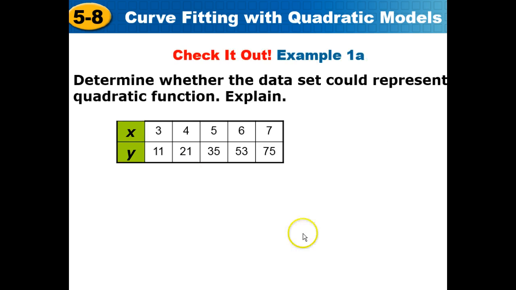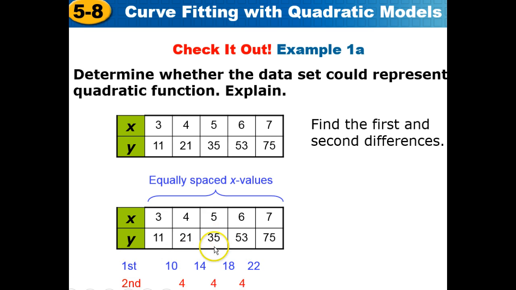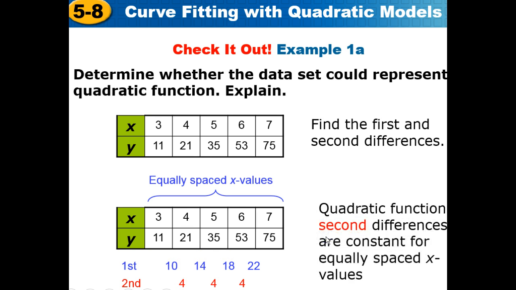Let's do one more. These numbers go up by 1 here. In the y values, let's evaluate the first differences. 21 minus 11 is 10. 35 minus 21 is 14, etc. We have these numbers here for our first set of data. Our second differences are up by 4 every time, so obviously we have a quadratic function.